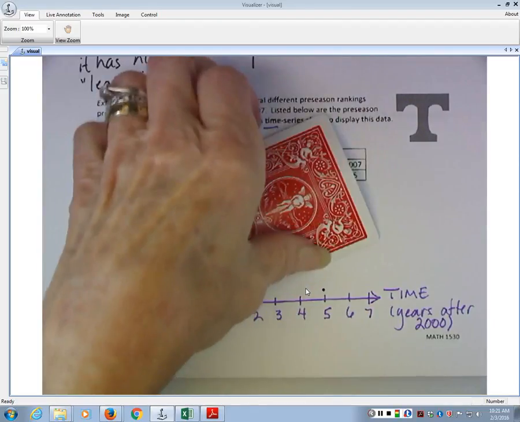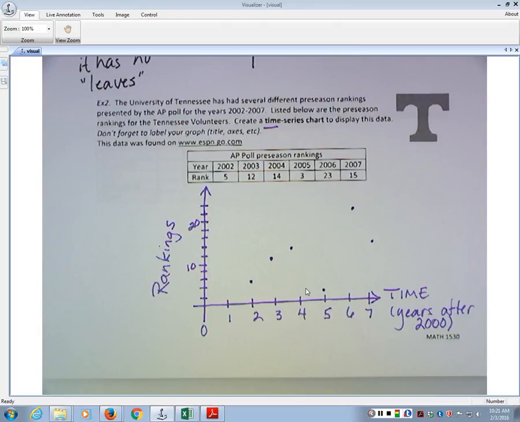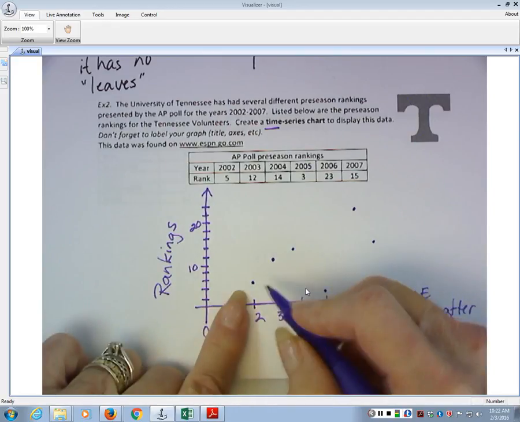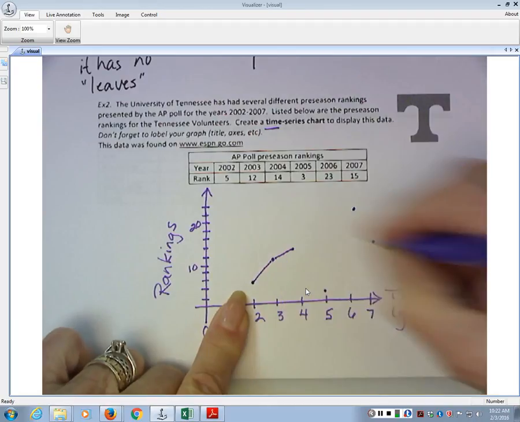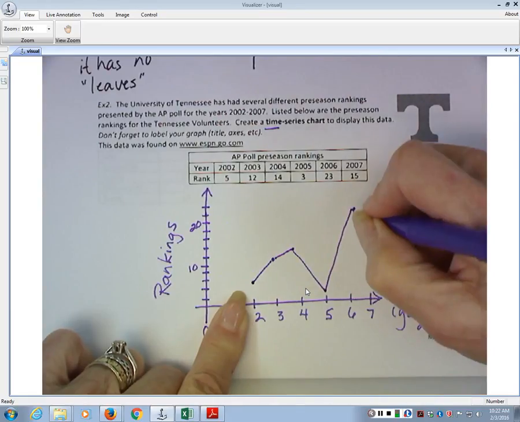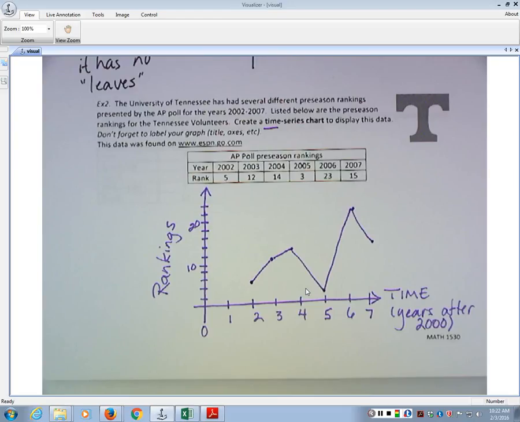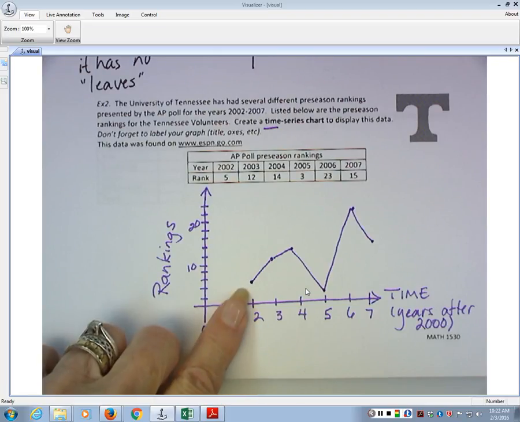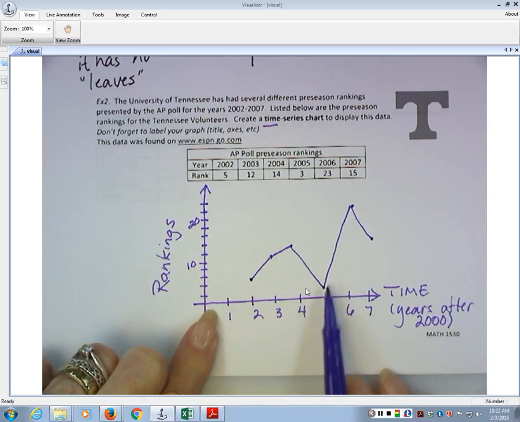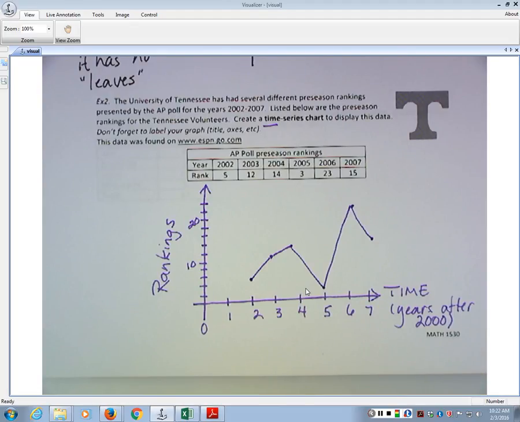You could label all those points with their ordered pairs if you wanted to, but here's the point to the time series chart. We don't know what their ranking was in 2001 or in 2000, so we don't even start there. We start at 2002 and we connect the dots, and we stop at 2007 because we can't make any implications after that. Okay? So basically, a time series chart is simply plot your ordered pairs and then connect each consecutive ordered pair with a straight line. It shows you that the rankings went up, down, back up, and then back down. So it shows trends over time.